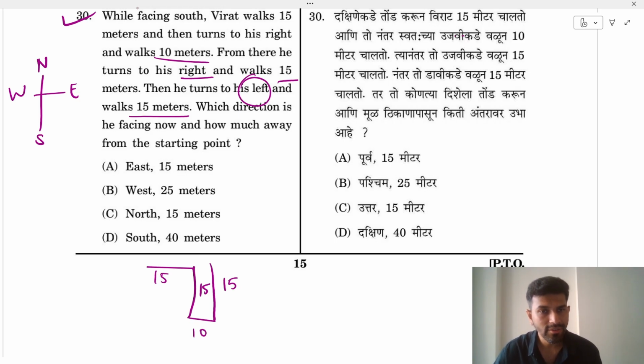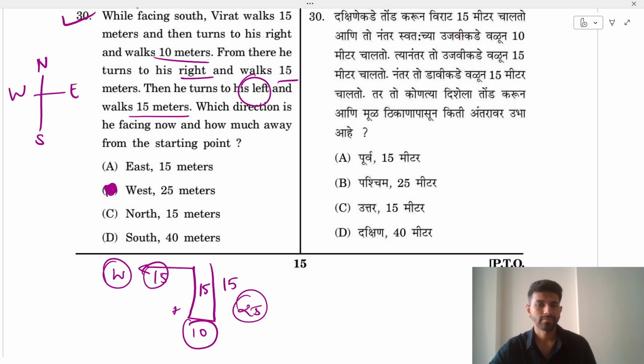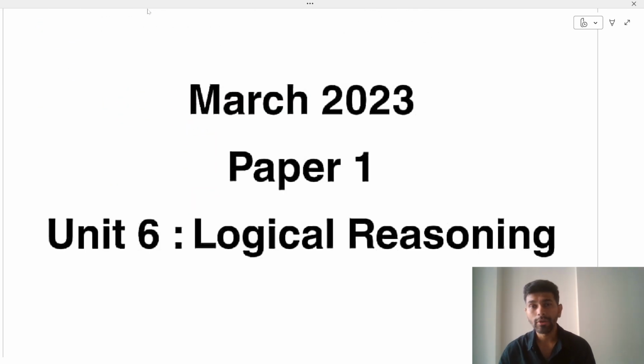Which direction is he facing now and how far away from the starting point? So currently he is facing west direction and 15 plus 10 is 25 meters away. So option B is the correct answer. So we have completed the 2024 question paper. Let's start with the 2023 question paper.